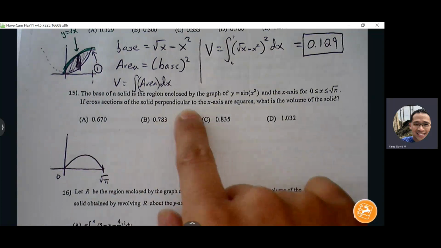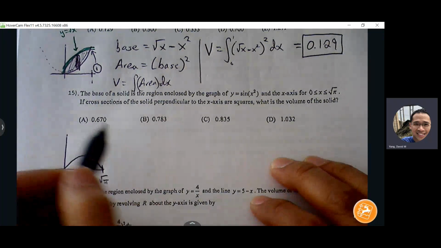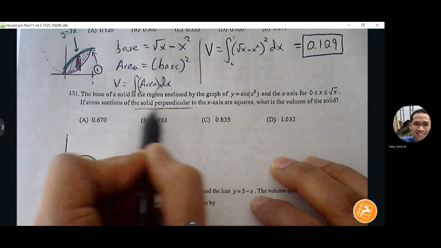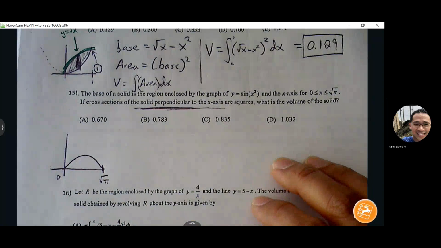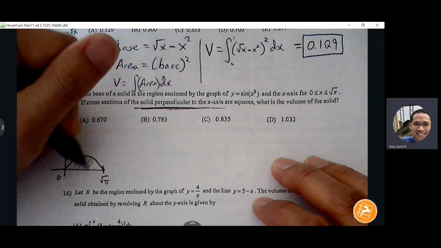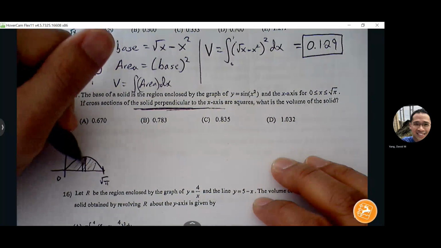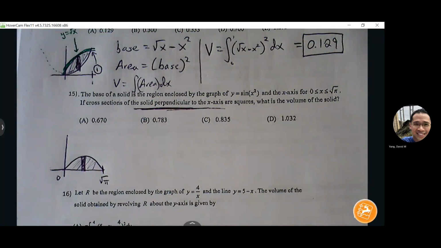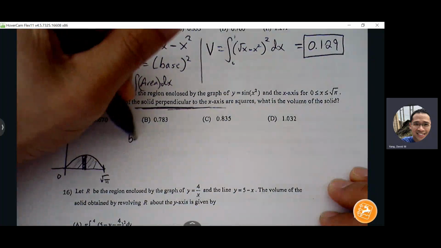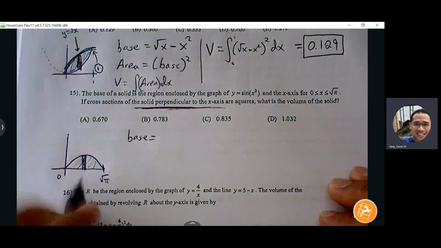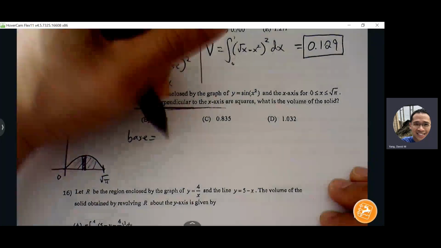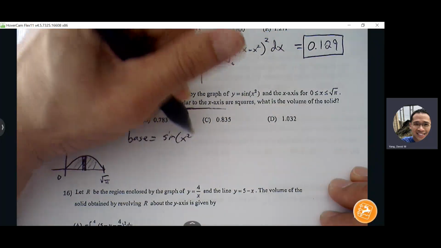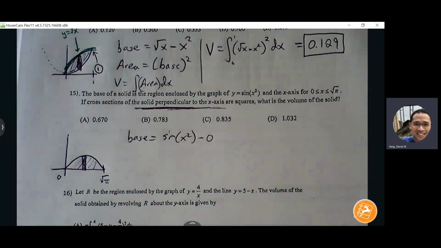It says the cross section is perpendicular to the x-axis. So again, which direction is that? Vertical. Okay. So the nice thing about vertical is, again, no rotation here. We're just going to build the base with what we see in front of us. So the base is simply top minus bottom. The top of this vertical length is touching the curve. The bottom is sitting at 0. So it's sine x squared minus 0, which is sine x squared.